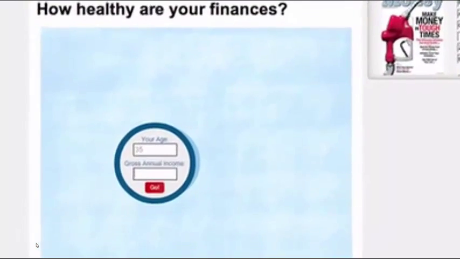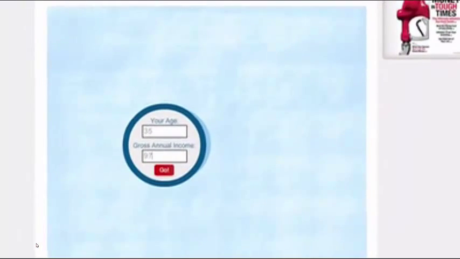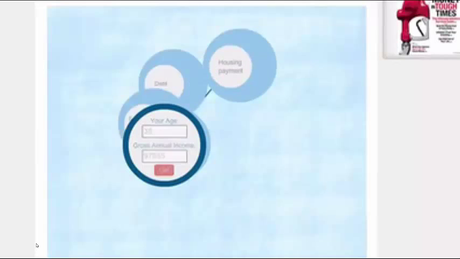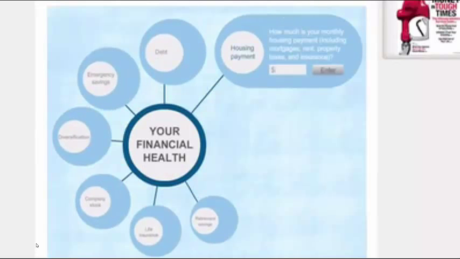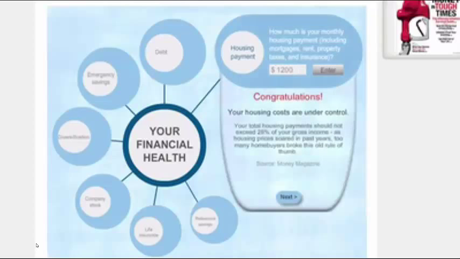You'll then be asked to plug in information about 7 key areas of your personal finances, including the amount you're paying in housing carrying costs, the size of your emergency savings fund, how much stock is in your investment portfolio, the amount of life insurance coverage you have, and how much you're saving each month for retirement. As you do this, you'll get immediate feedback showing how you're faring in each area compared with appropriate benchmarks.